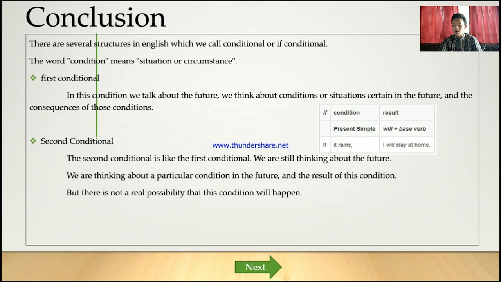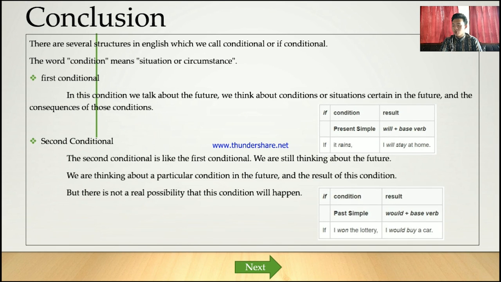Next, second conditional. The second conditional is like the first conditional. We are still thinking about the future. We are thinking about a particular condition in the future and the result of this condition. But there is not a real possibility that this condition will happen. This is the format of the second conditional.